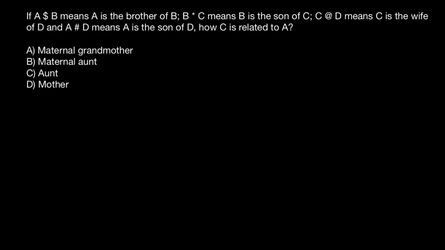And here's the problem. If A $ B means A is a brother of B, B * C means B is a son of C, C @ D means C is a wife of D, and A # D means A is a son of D, how is C related to A?